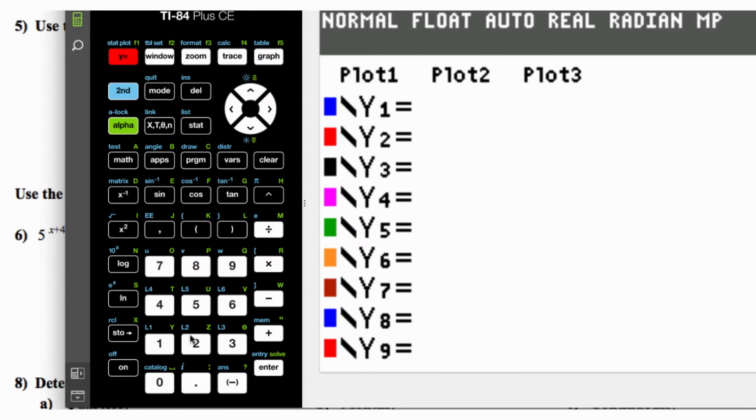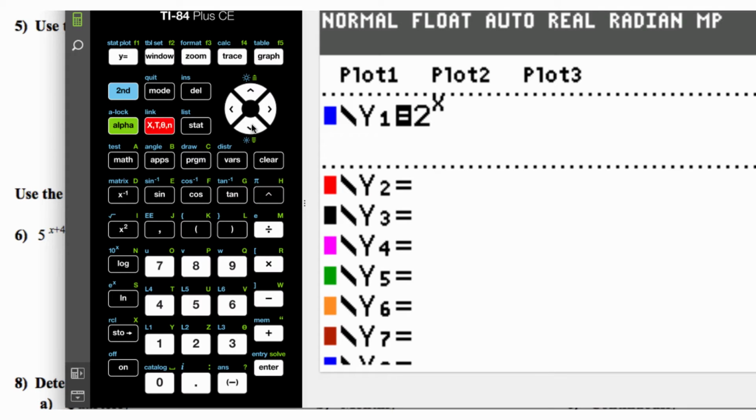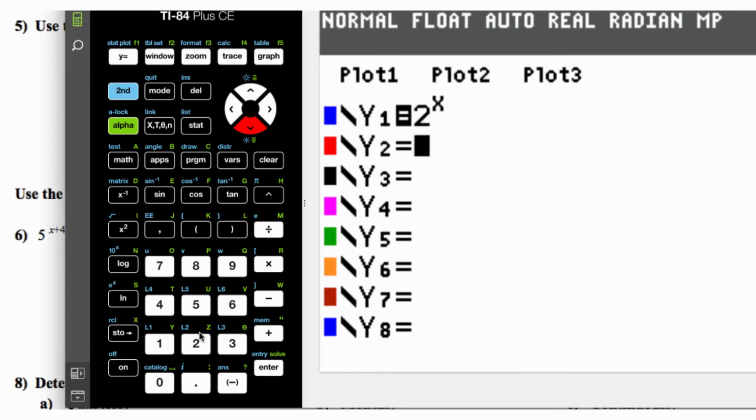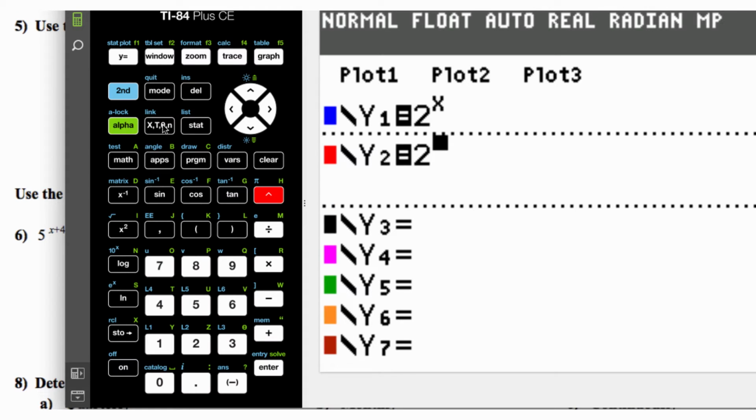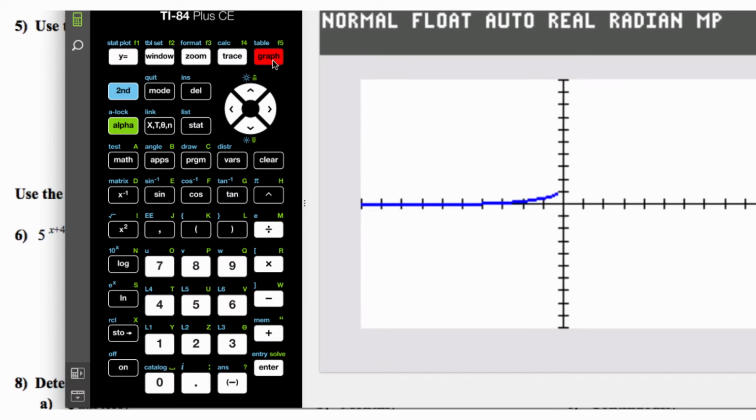For our first one, we had 2 raised to the power of x, so 2 to the power of x. And then if we arrow down to our next one, this one is going to be 2 raised to the power of x plus 2, minus 1. So now if we graph these out, there's our 2 to the x, there is our 2 to the x plus 2 minus 1. So this red graph got shifted left 2 spaces, and it also went down 1 space.